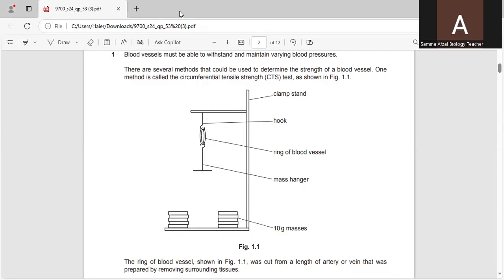One method is called the circumferential tensile strength test, as shown in figure 1.1, in which there is a clamp stand and a hook with which the ring of blood vessel is hung, and a mass hanger is also added, and 10-gram masses are used for this purpose. The ring of blood vessel shown in figure 1.1 was cut from a length of artery or vein that was prepared by removing surrounding tissues.